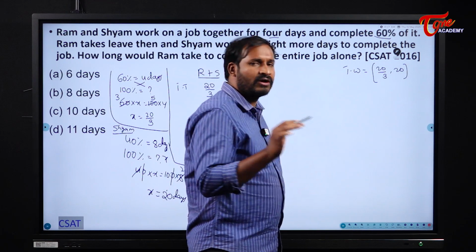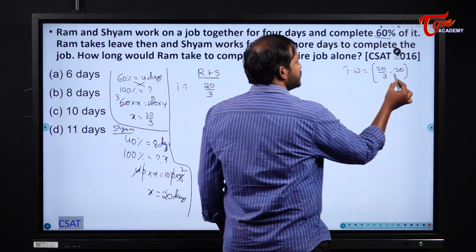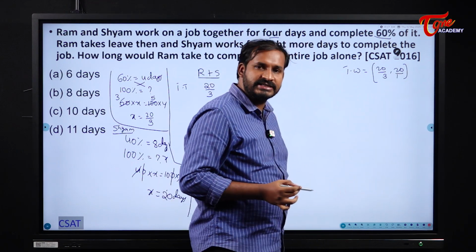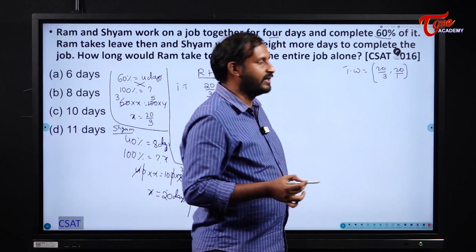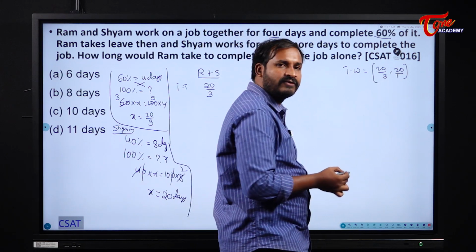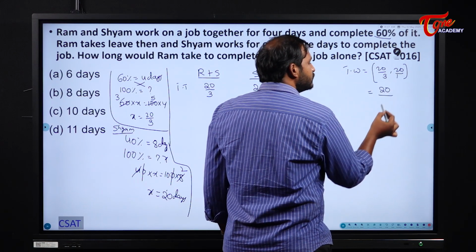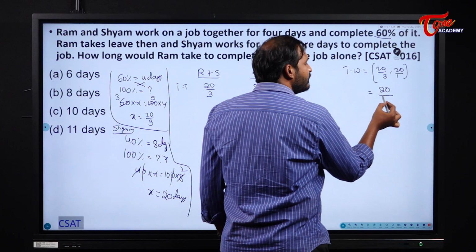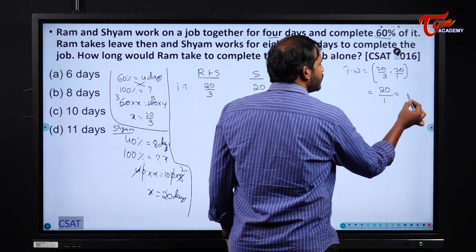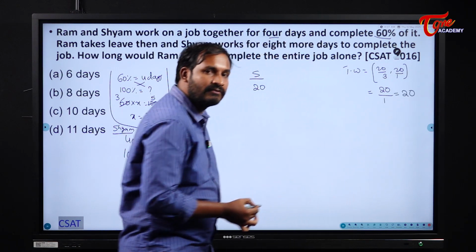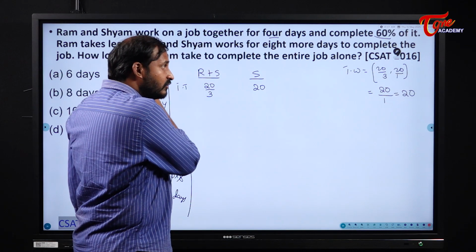But for times, or else if you have any doubt, assume it as P by Q. LCM of numerators by HCF of denominators. LCM of numerators: what is LCM of 20 and 20? 20. HCF of 3 and 1 will become 1. So my total work here will become 20. Total work is 20, the LCM of those two things.